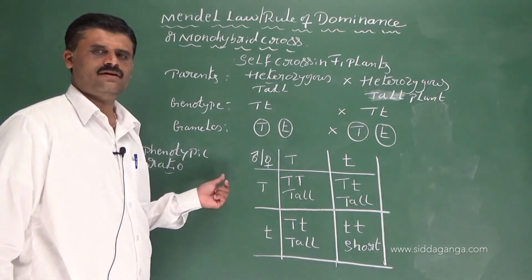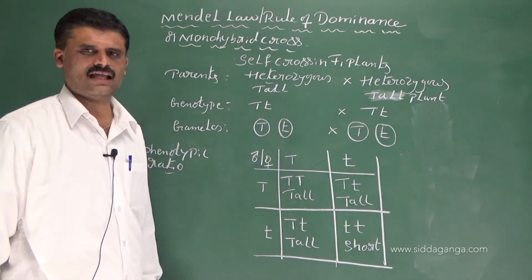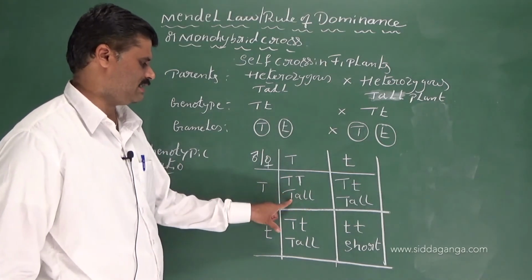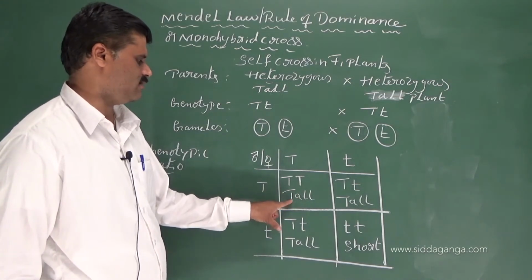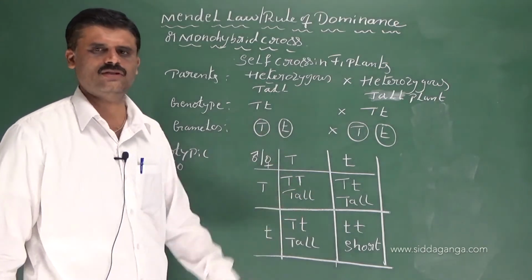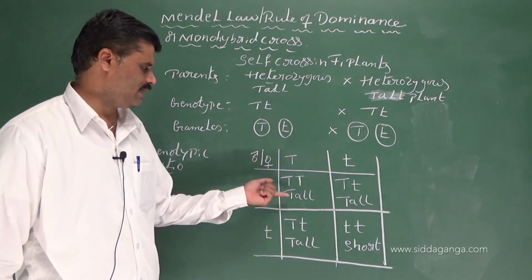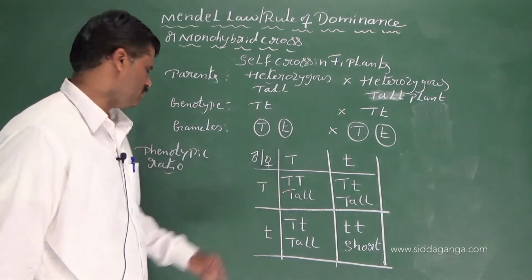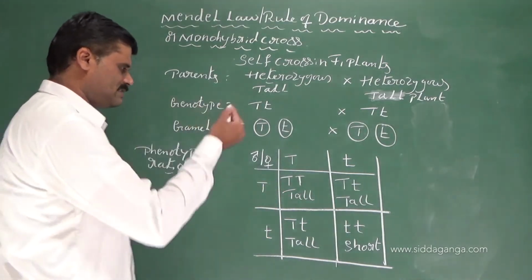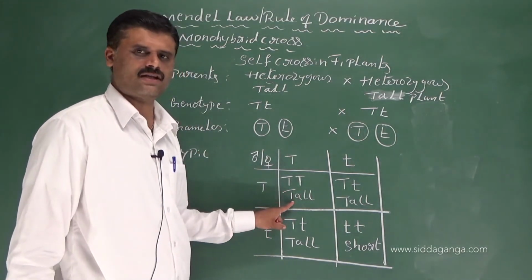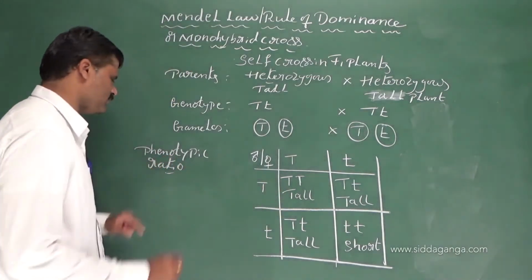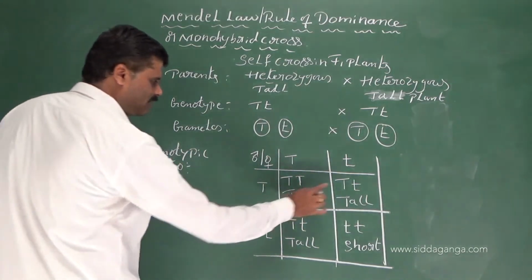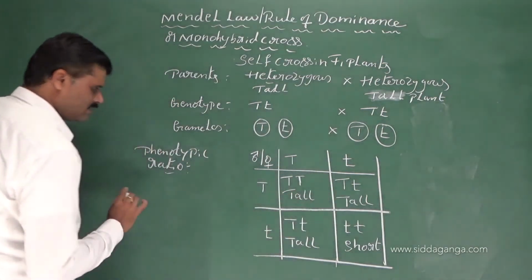Phenotype is nothing but the morphological expression of the character. These plants are sown: the zygote develops into a seed, the seeds are sown in the land, they emerge out and develop into tall plants. By seeing, we can say that these are tall. That morphological expression of the character is called phenotype. And the ratio, how many tall plants are present in the Punnett square?